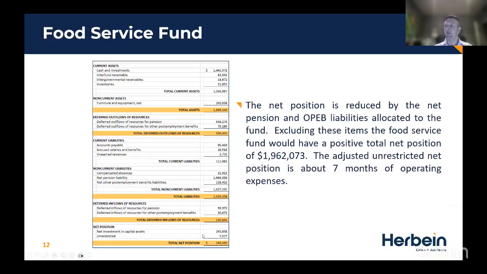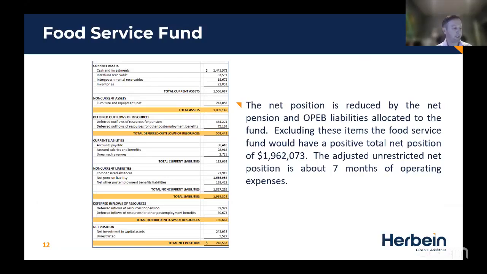So once again, what's presented in the financial statements as far as the ending net position in the food service fund is a $248,000 net position. But when you pull out all the related deferred inflows and outflows and liabilities related to pension and other post-employment benefits, the district would be reporting a positive net position of $1,962,000. So part of that is invested in capital assets, but the remaining unrestricted net position represents about 7 months of operating expenses.